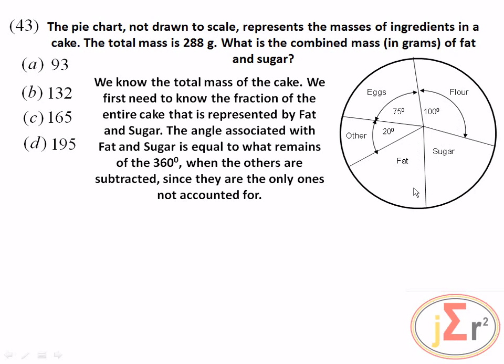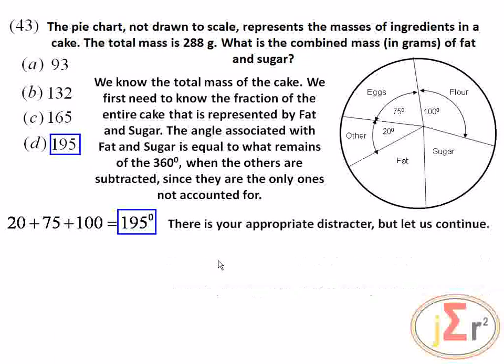Of course, the angle of one revolution is 360 degrees. So we add, and when we add, what do we know? 195 degrees, we have 20 plus 75 plus 100 right there, and the answer is 195 degrees. There we have our answer. There is your appropriate distractor. But let us continue. It is not the correct answer, it's just a distractor.